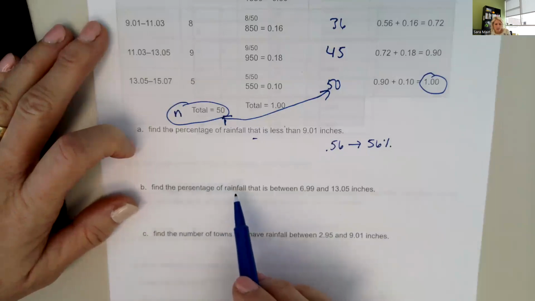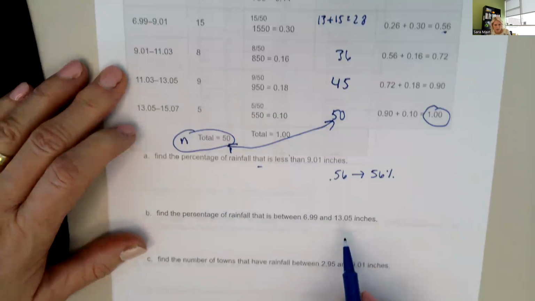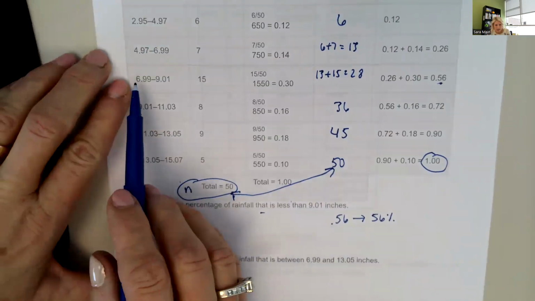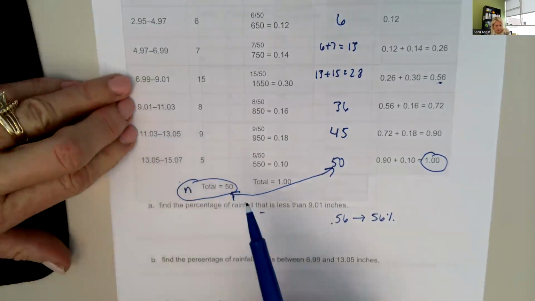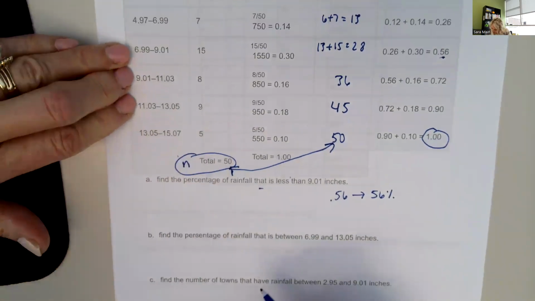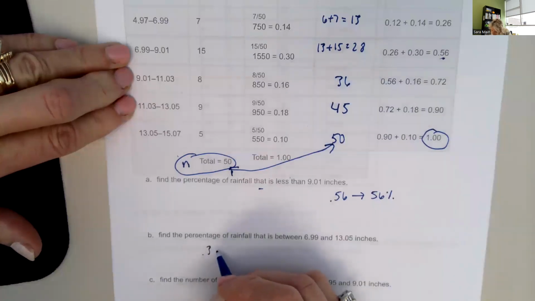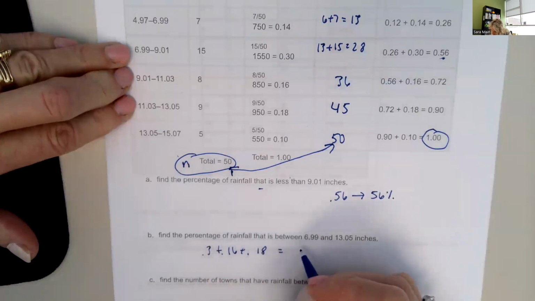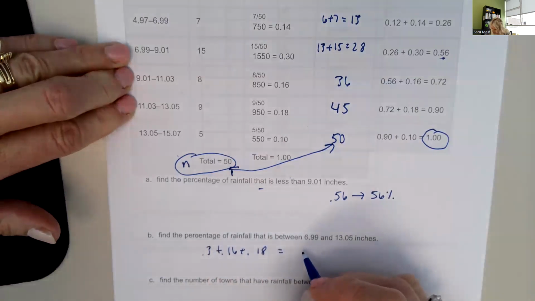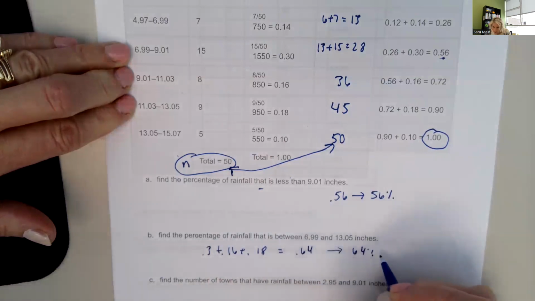B says, find the percentage of rainfall that is between 6.99 and 13.05. So 6.99 is this class here, all the way through 13.05. So it's these three classes together. So I could either add their relative frequencies, 0.3 plus 0.16 plus 0.18, and I should get 0.64 or 64%.